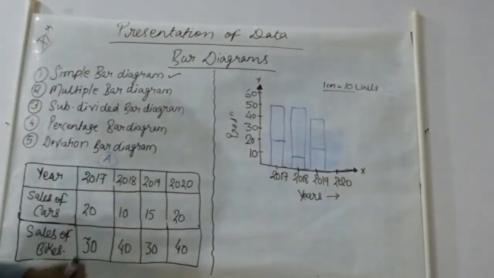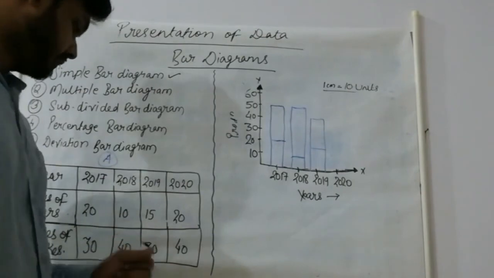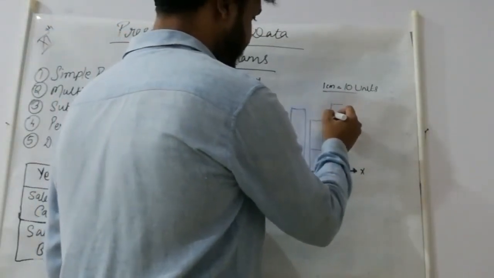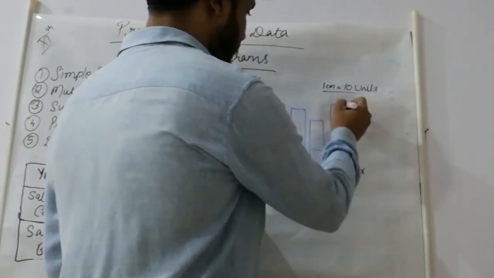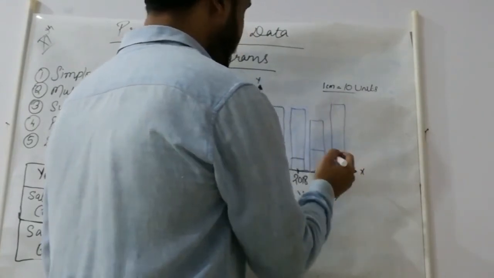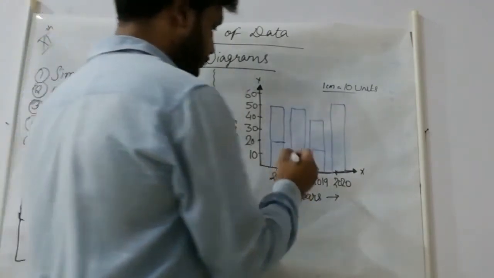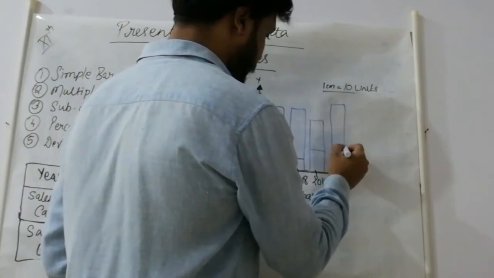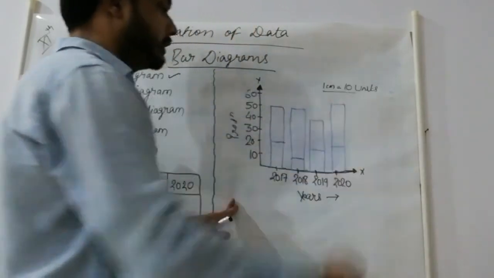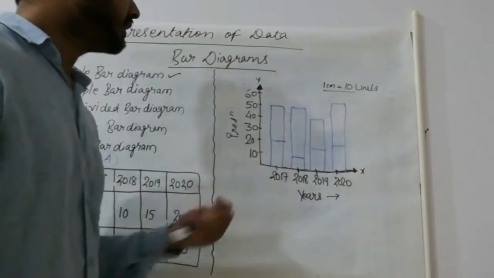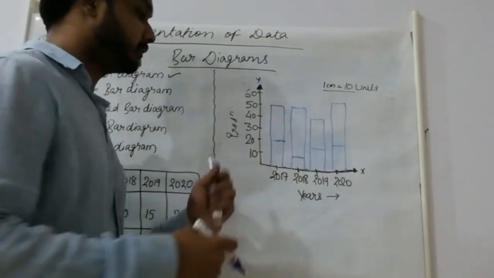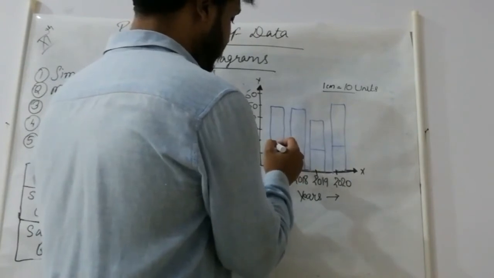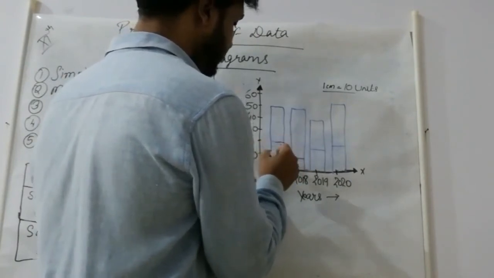At last, 20 cars and 40 bikes, so the total is 60. Make a simple bar diagram of total sales, and the number of cars is 20, so divide it at 20. And the remaining one will be bikes. But how can we show that the remaining one is bike and which one is car? Just make the shades. Like this we can do here. We can make the dots here.